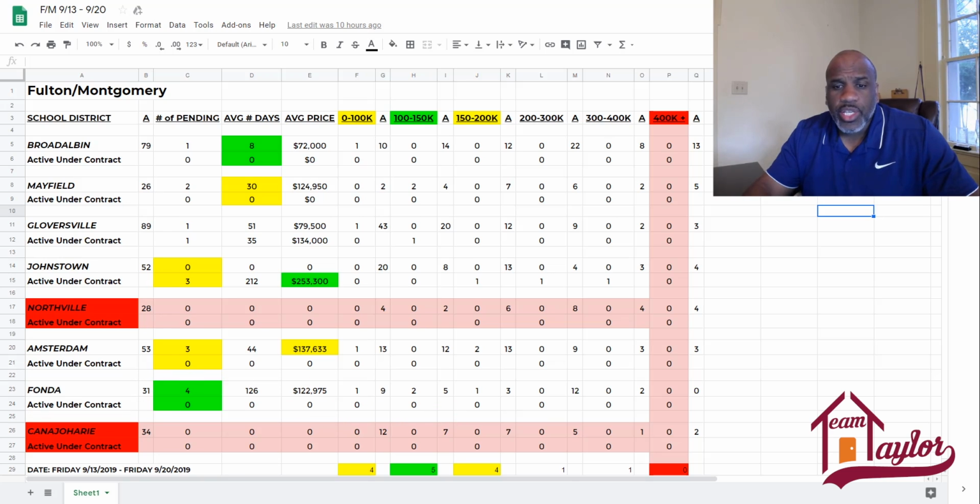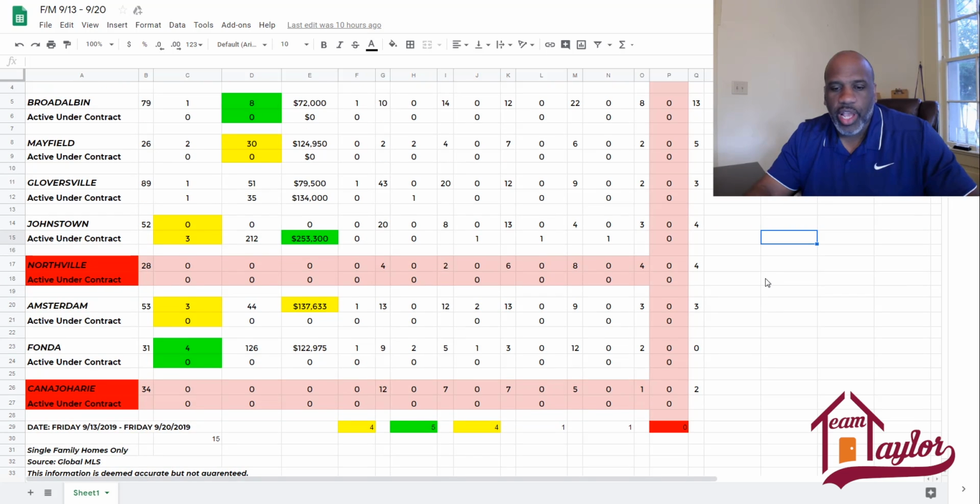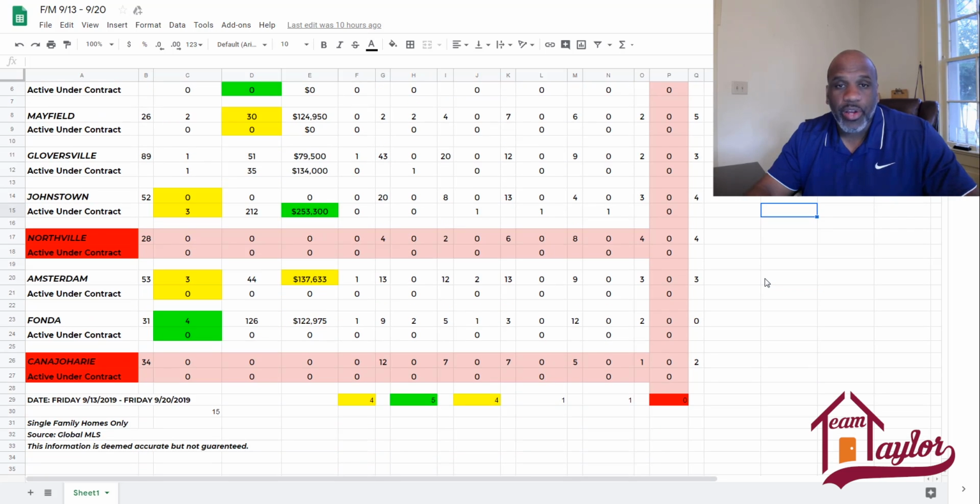Let's get rolling. Hopefully everybody enjoyed that beautiful weather we had for the last 2 weeks. This week we had 15 sales, pending transactions, whether active under contract or regular pending. Compared to the last couple weeks, we had 21 sales the week of the 9th through the 13th, and the week before that we had 21. So, you know, that gives a little context as to what we had and what we have now. As always, these are single family houses, and our source is the Global MLS.